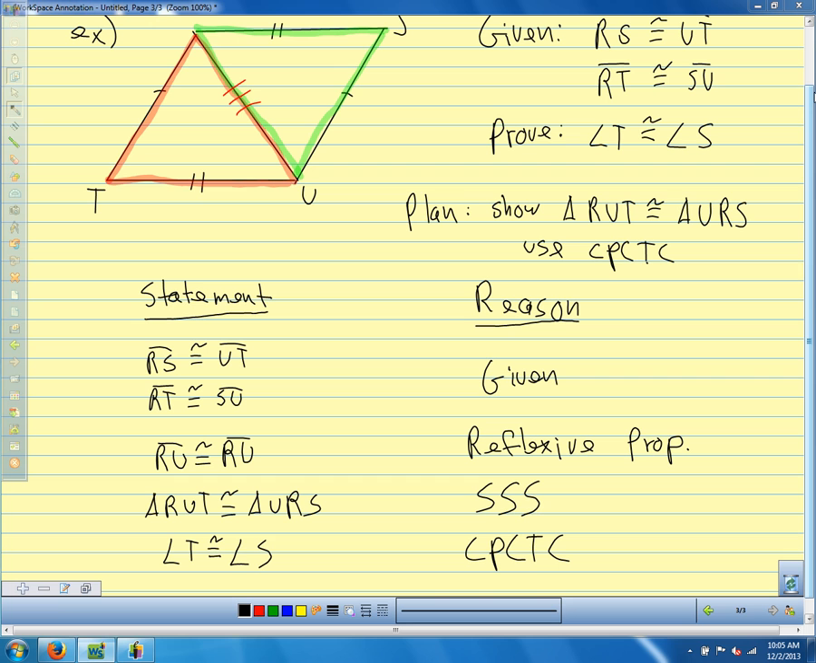So one clue, one hint that you need to use CPCTC is if it has something to do with triangles, but you're only looking to show that parts of the triangle are congruent. It's not asking you to show that the triangles are congruent, it's asking you to show that parts of the triangles are congruent. So that would be a clue that you need to use CPCTC. We're trying to match up parts of triangles. So questions there?